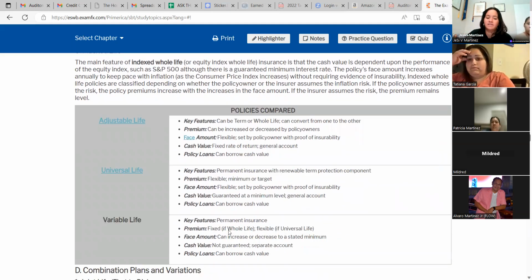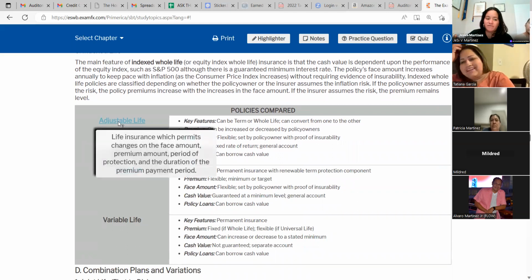So now this is the charts that I like. Adjustable life insurance, which permits changes on the face amount, premium amount, period of protection, and the duration of premium payment period.